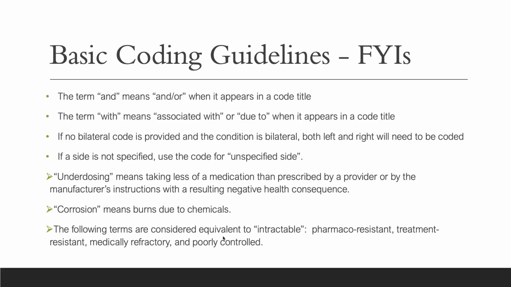And that brings us to the next one. If there is no bilateral code provided in the tabular and the condition is bilateral, you will need to code both left and right, meaning you'll have 2 codes. So for the most part, they have a bilateral code, but there are some odd ones where they don't have a bilateral code, and you're going to have to remember to code both left and right. And that's kind of common sense. So if you can't find a code that covers both left and right, then code both left and right.